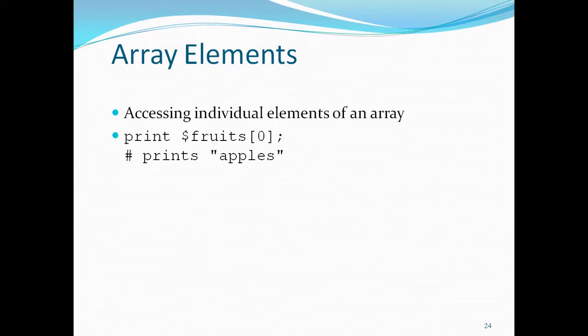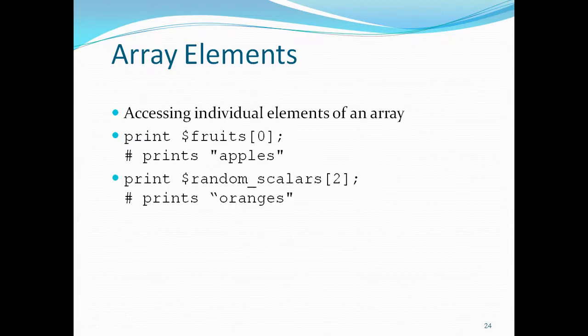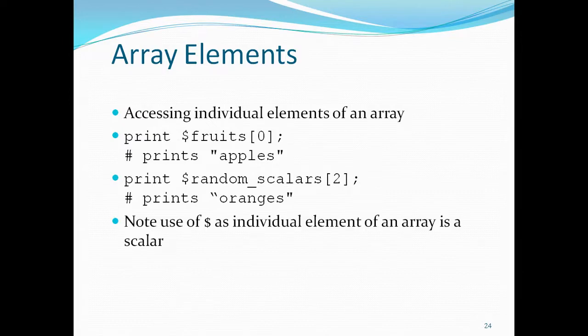We have an indexing that starts from 0 in Perl programming. So if I want to access the first string, that is apples, from the fruits array, then I can print it as $fruits[0], so it will print apples. If it is 1, it prints oranges. If it is 2, it prints the next element.